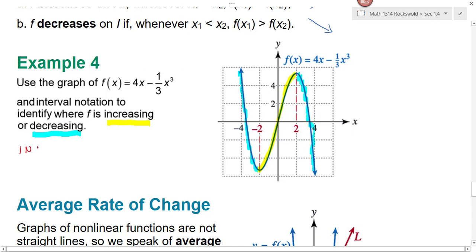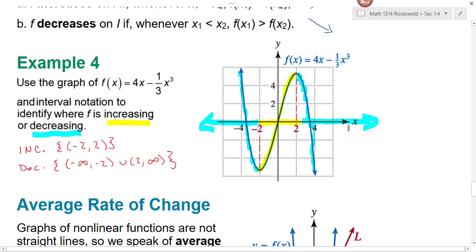So using interval notation, we would say that this graph is increasing on the interval that goes from, and we typically don't include those endpoints because a point is neither increasing nor decreasing. We would just say from -2 to 2, and it's decreasing from, where do I start? -infinity to -2, and from 2 to infinity. You write these answers with respect to the x-axis. On the x-axis, we're increasing between -2 and 2, and the graph is decreasing everywhere else. Does that make sense? Yes.